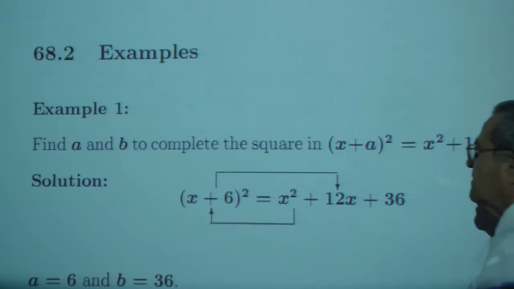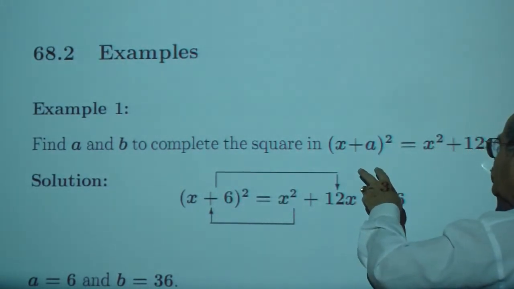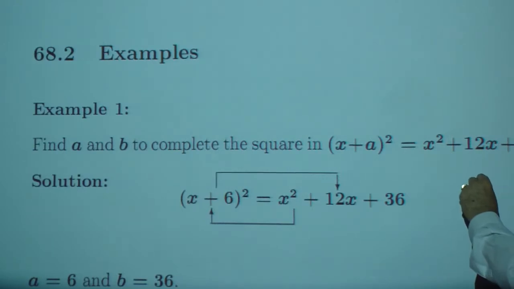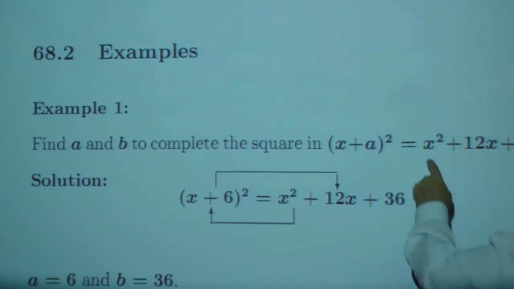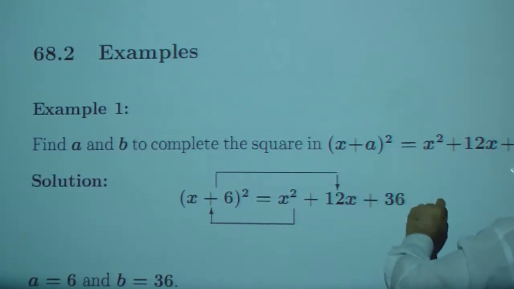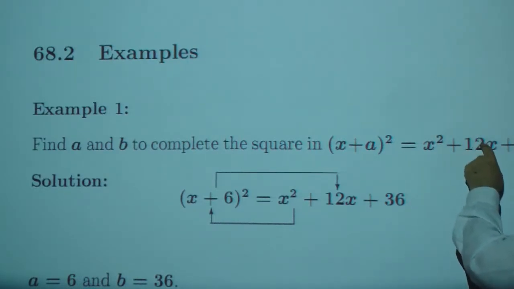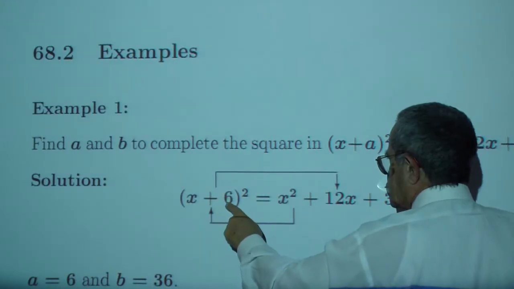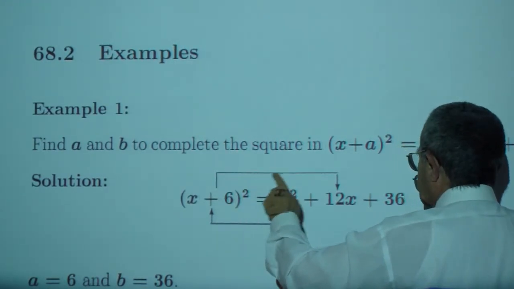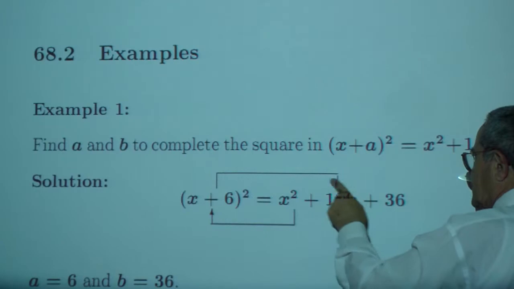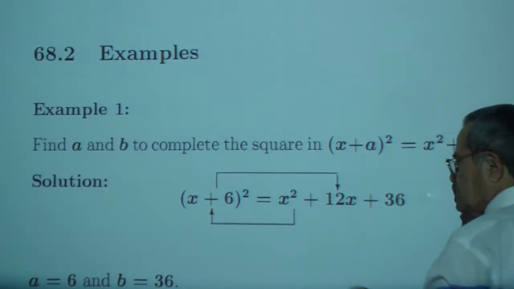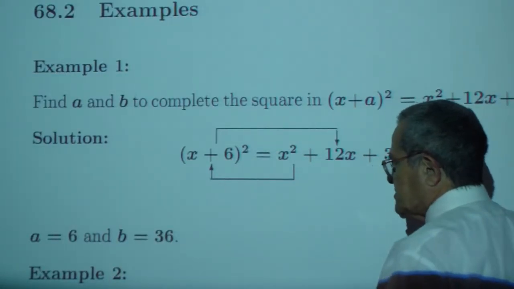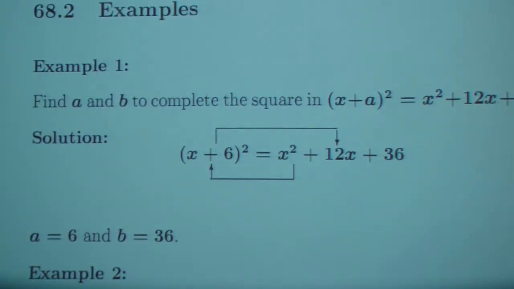Example 1. Find a and b to complete the square to get x plus a quantity squared, which is x squared plus 12x plus b. Find a and b. This is 1 times x squared. This is 1 times x. This is twice a. So 1/2 of 12 is 6. That goes here. And the 6 quantity squared is 36, and the arrow should go right here. So a is 6 and b is 36. That's completing the square.